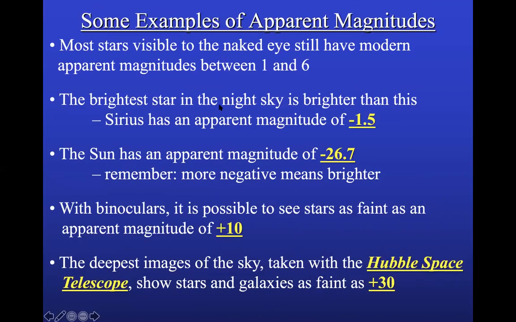Right, so here are some actual examples of apparent magnitudes for different stars that we see up in the sky. Now, most stars visible to the naked eye have a modern apparent magnitude between 1 and 6, right? Which means all the stars that we see with the naked eye under really good conditions will have a maximum value of 6.